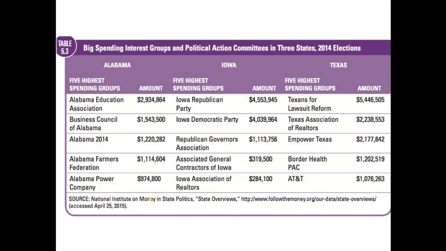Here's some examples from 3 states of the highest spending political action committees. Here you see an education association. This is Alabama, a business council, farmers association, and a power company. Here, because Iowa is the state that's got the first primary caucus in it, the Republican and Democratic parties are the biggest spenders there, as well as government association, general contractors, realtors. Here in Texas, we got a group for lawsuit reform. We also got realtors. We have also got a health PAC and AT&T. So these are just an example of political action committees at the state levels.